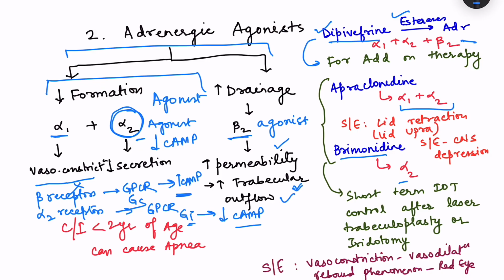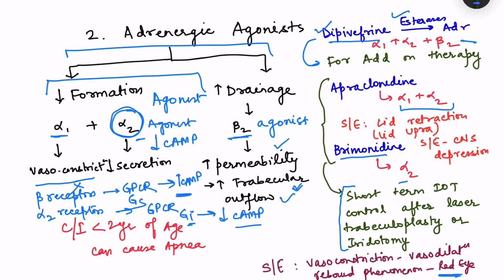On the other hand, apraclonidine and brimonidine are used for short-term intraocular tension control before and after surgery, before and after laser trabeculoplasty or iridotomy. Side effects of these drugs, because they are alpha agonists, include vasoconstriction, vasodilation, rebound phenomena, and this can lead to red eye.